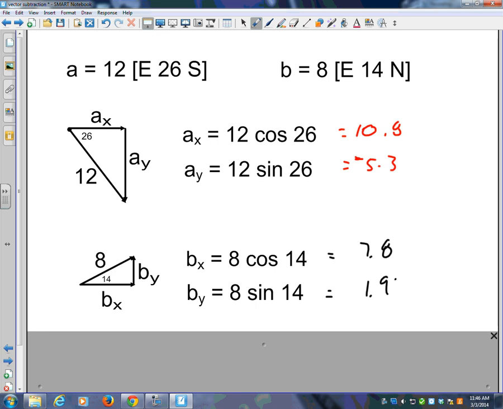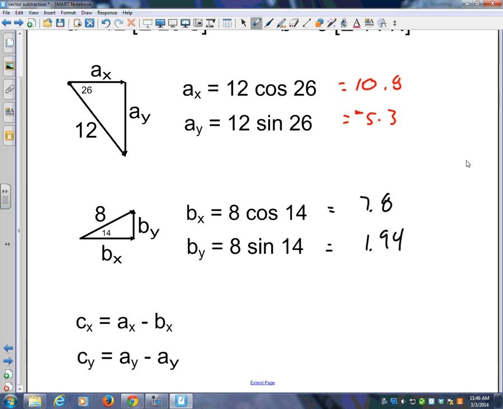Because it's 9.35. Okay. One is to the right, the other one is up, so they're both positive. This is just what I showed you last week, finding the components, right? Nothing different here. If you were to add them, you would take 10.8 plus 7.8 and minus 5.3 and 1.94. Just add the components. But it's subtraction. So we subtract them.